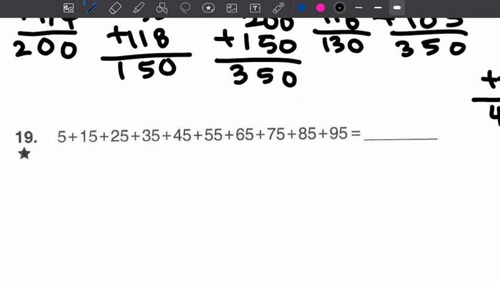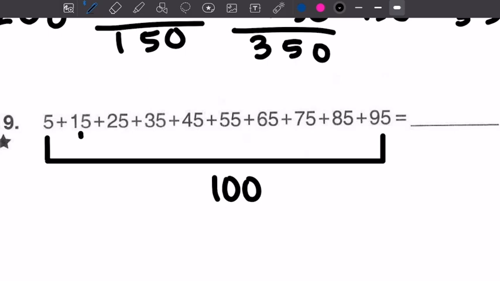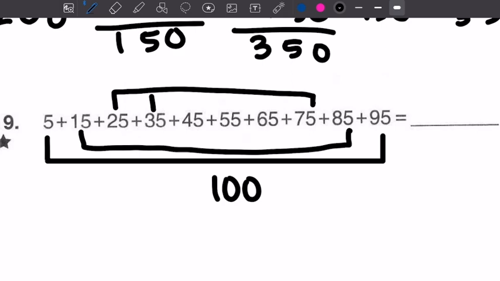Now we have question number 19, and there's a star next to question number 19. And this may be a little difficult. But for question number 19, we can make 5 pairs of numbers that sum to 100. For example, we can do 95 plus 5, and that is equal to 100. 85 plus 15 is equal to 100. 25 plus 75 is equal to 100. 35 plus 65 is equal to 100. And 45 plus 55 is equal to 100.